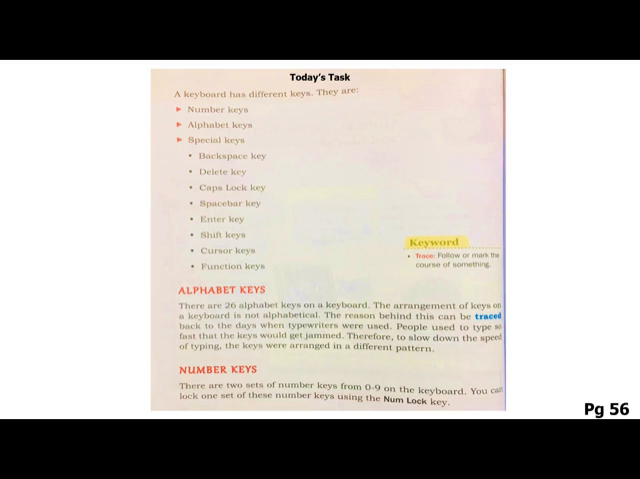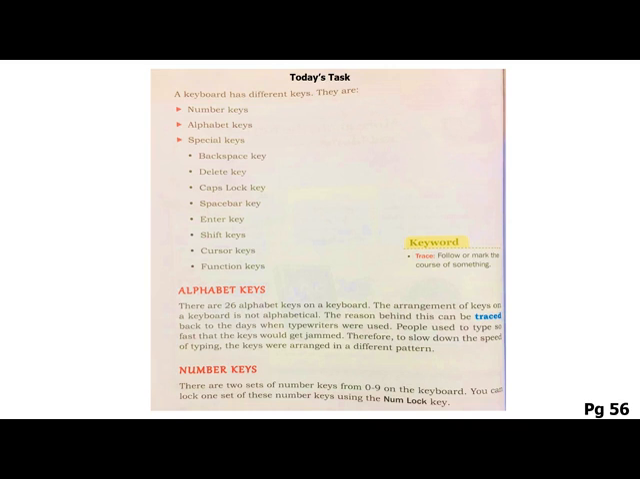Jammed का मतलब होता है कि वो दोबारा वो सही तरह से work नहीं करती थी, jammed हो जाती थी. इसकी वजह से कीबोर्ड के ऊपर alphabetical order में नहीं है. The keys are in jumbled form on the keyboard. Therefore, to slow down the speed of typing, the keys were arranged in a different pattern on the keyboard.